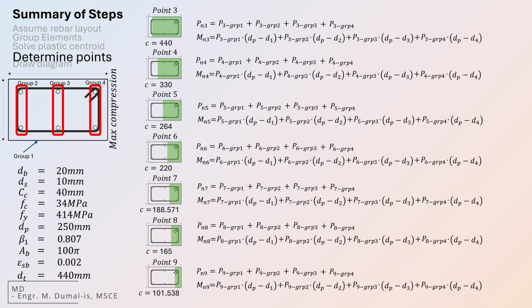For the axial load, we sum the contributions from each element group, that is, the total Pn from group 1 through group 4. For the moment, we multiply each force by its distance from the plastic centroid, so the general formula for moment becomes P times the quantity dP minus d.